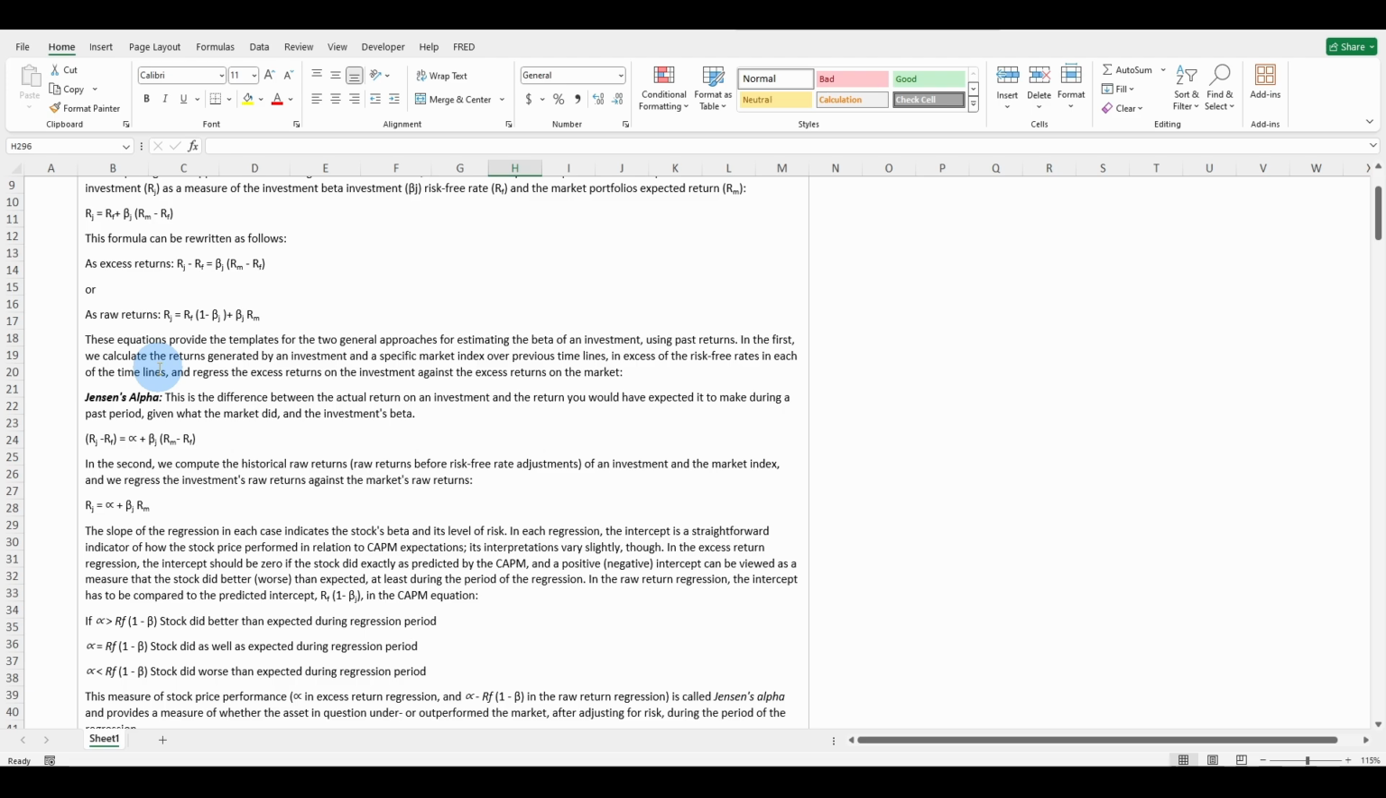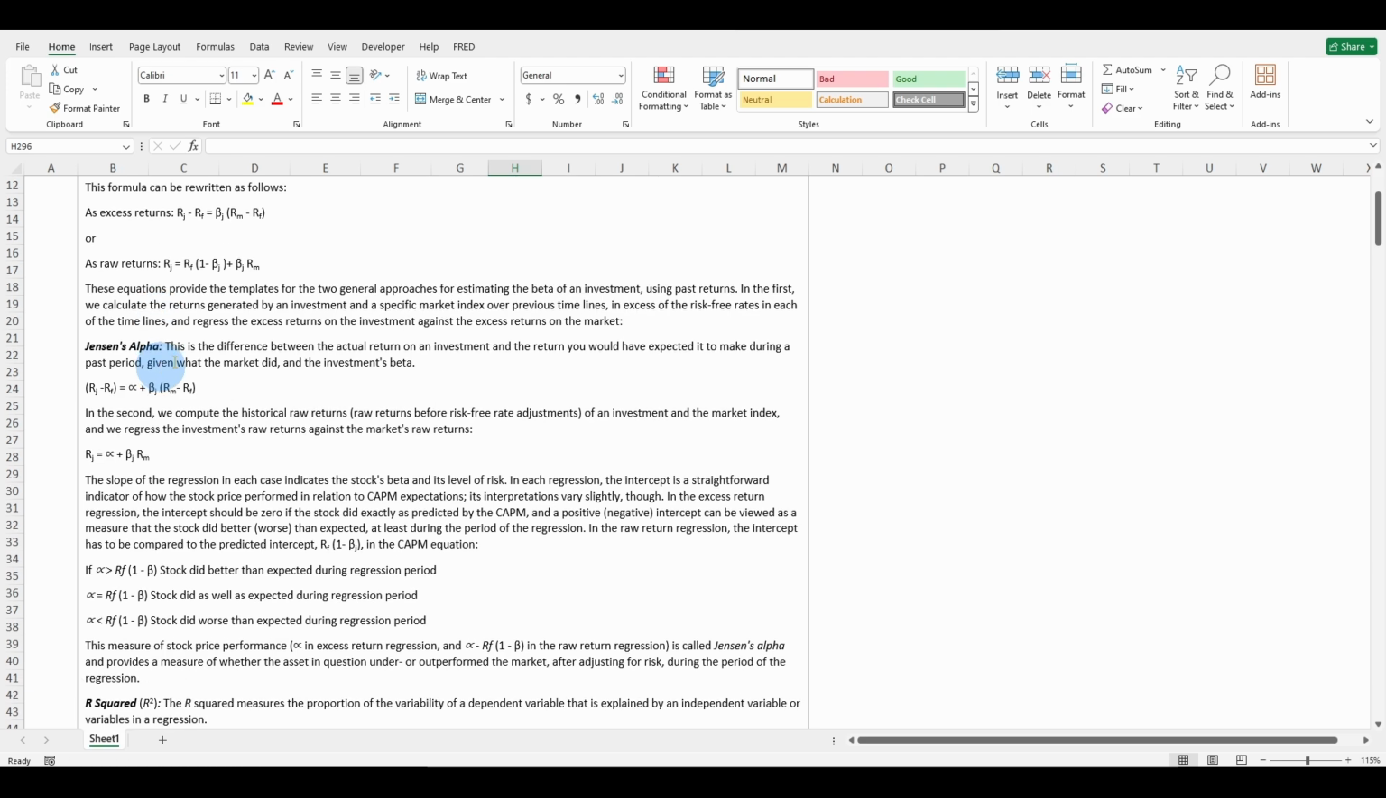These equations provide the templates for the two general approaches for estimating the beta of an investment using past returns. In the first, we calculate the returns generated by an investment and a specific market index over previous time periods in excess of the risk-free rate in each period, and regress the excess returns on the investment against the excess returns on the market. Remember, we're looking at historical data here. Is that the best approach?